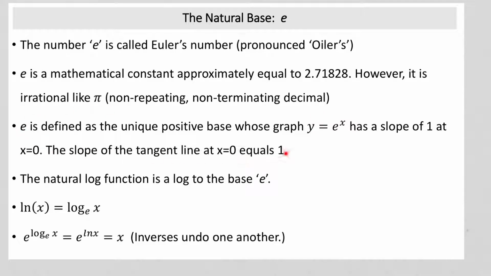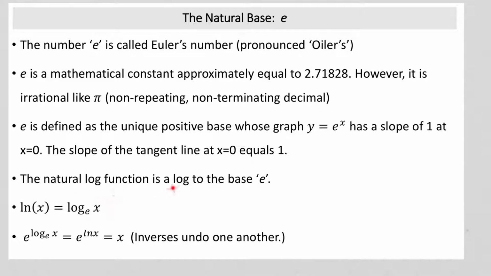So this may not make a whole lot of sense, but this definition here says that e is defined as the unique positive base whose graph y equals e to the x has a slope of 1 at x equals 0. So the slope of the tangent line at x equals 0 will equal 1. Okay, this fact here is used in deriving the derivative of e to the x, which we're not going to have time to get into. It's beyond the scope of what we're going to do here.